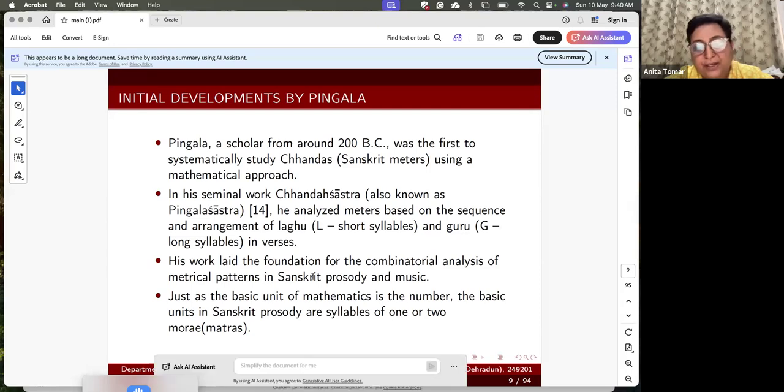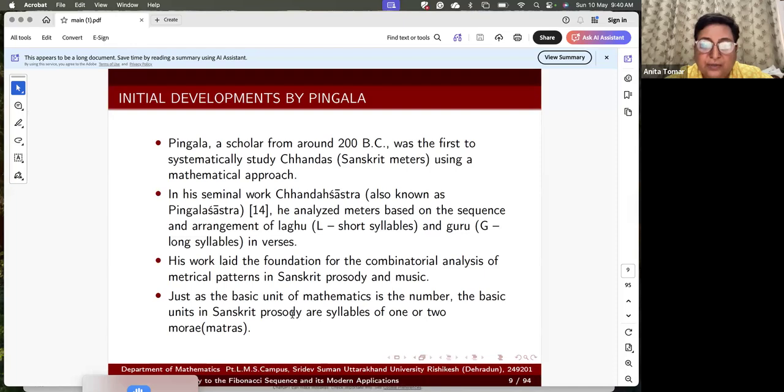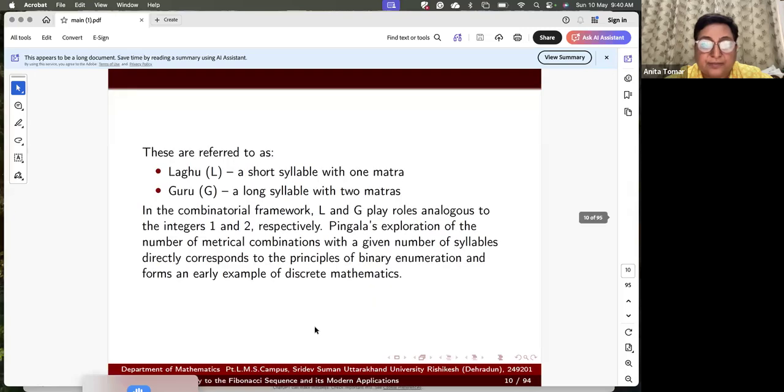Just as the basic unit of mathematics is the number, the basic unit in Sanskrit prosody is the syllable of one or two morai. Morai means matras. So we have seen that Laghu is a short syllable with one matra and Guru is a long syllable with two matras. So in the combinatorial framework, L and G play a role analogous to the integers 1 and 2 respectively. Pingala's exploration of the number of metrical combinations with a given number of syllables directly corresponds to the principle of binary enumeration and forms an early example of discrete mathematics.